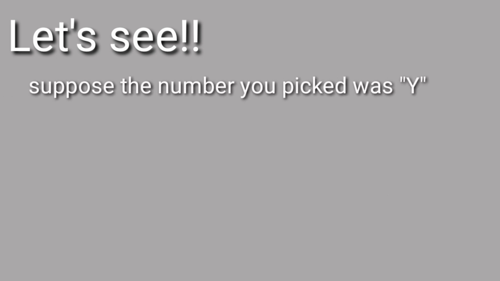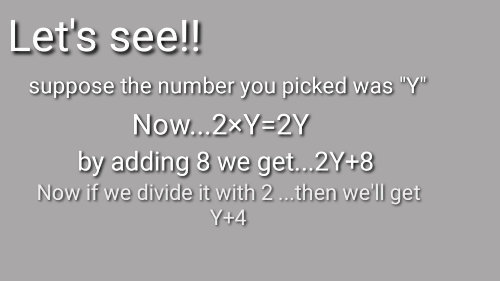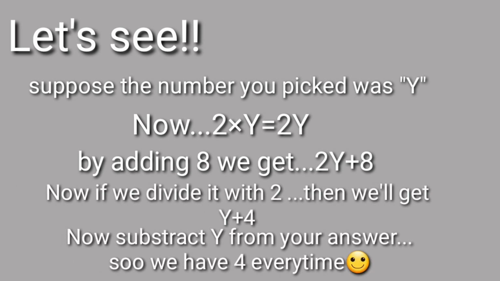How to do that? Let's see. Suppose the number you picked was y. Now 2 times y equals 2y. By adding 8, you get 2y plus 8. Now if you divide it by 2, then you'll get y plus 4. Now subtracting y from the number, you'll get just 4.